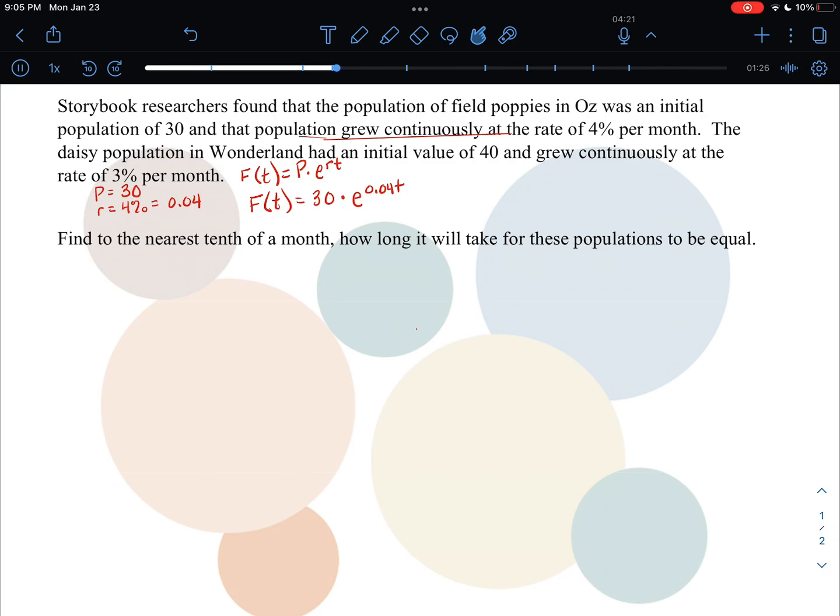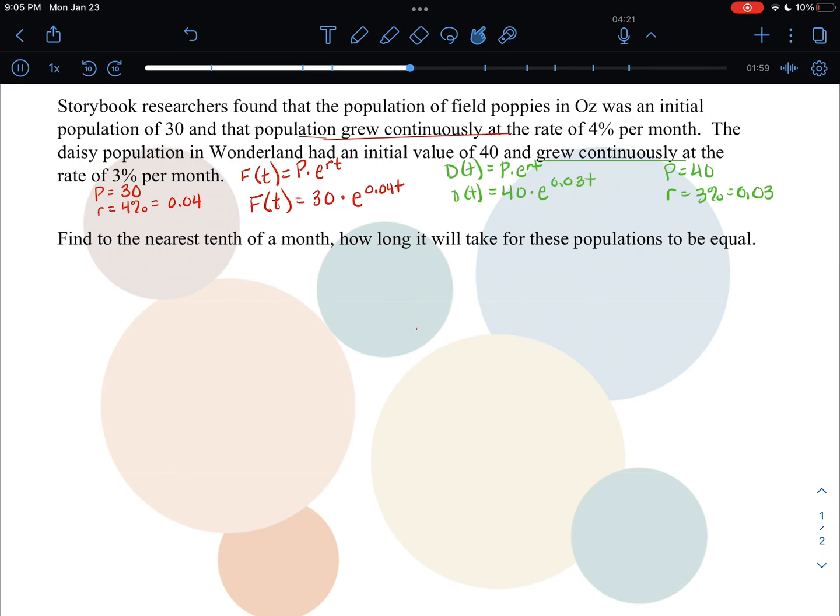For my daisies in Wonderland, my d of t is growing continuously also. So again, I'm going to use my PERT formula. So I have d of t equals 40, because my P is 40. My rate is 3%, or 0.03. And so that's times e to the 0.03t.